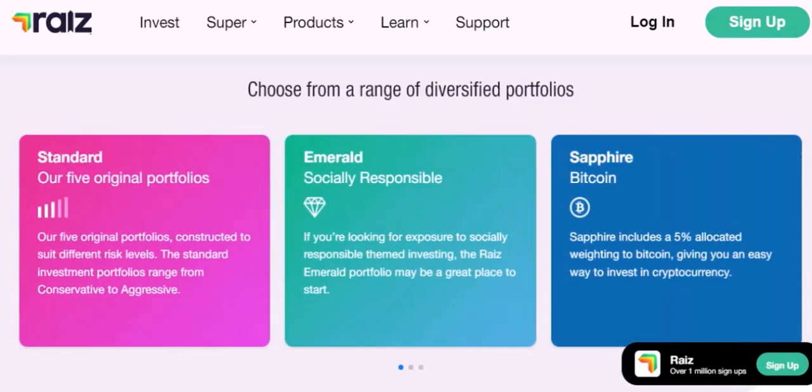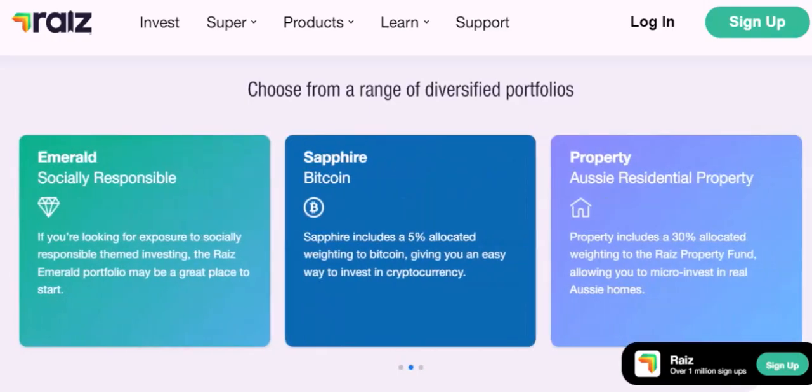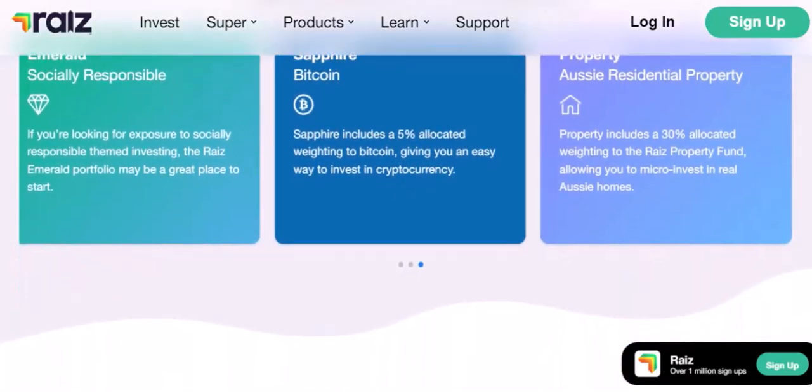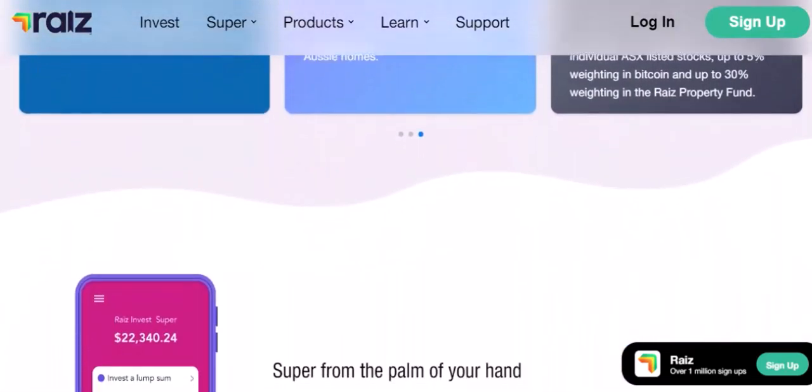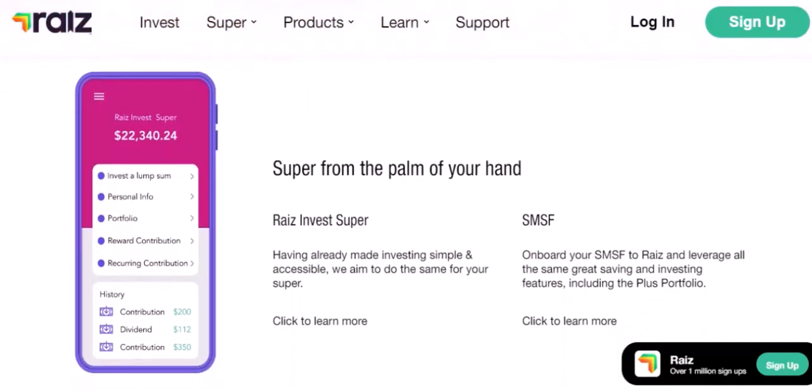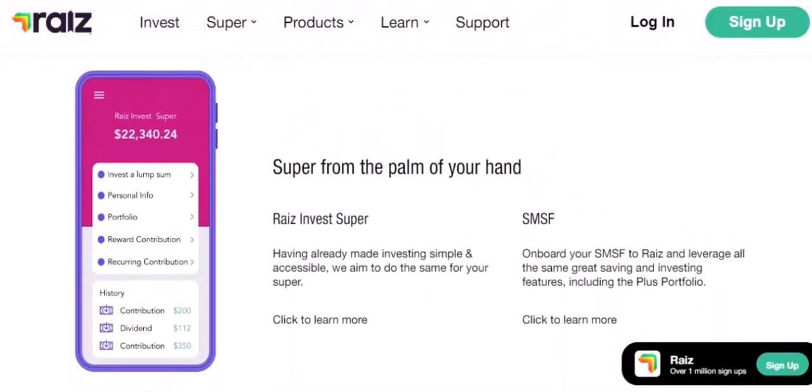Remember, investing always involves costs. It's about weighing the costs against the potential benefits. Consider the convenience, diversification, and automation that Raiz provides. Are the fees justified for the service you're receiving? That's a question only you can answer.